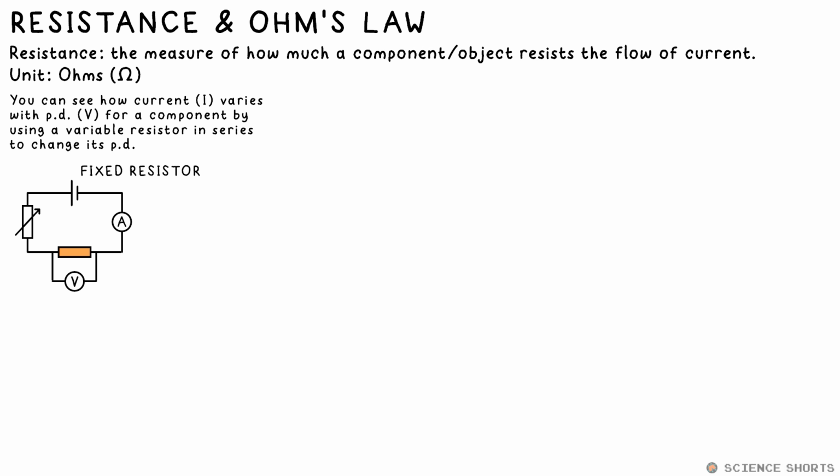If we make a circuit with a resistor and change the PD available to it, what we find is that an increasing PD results in a greater current flowing.